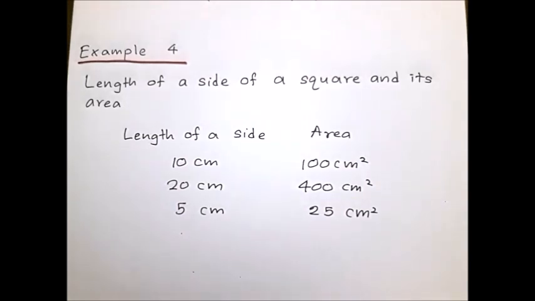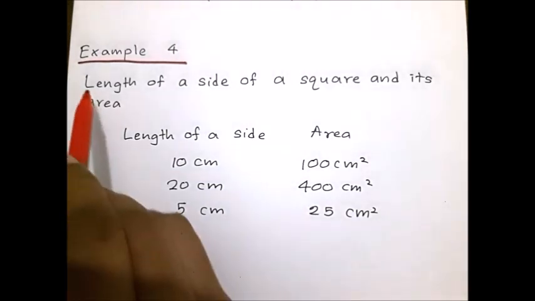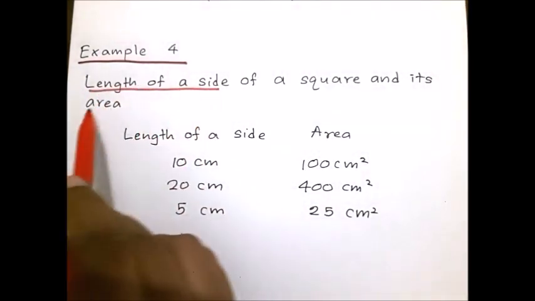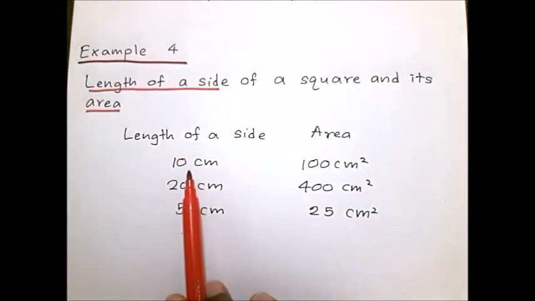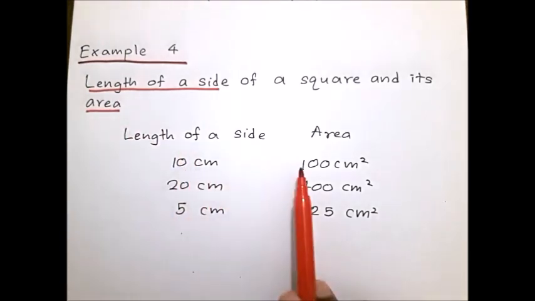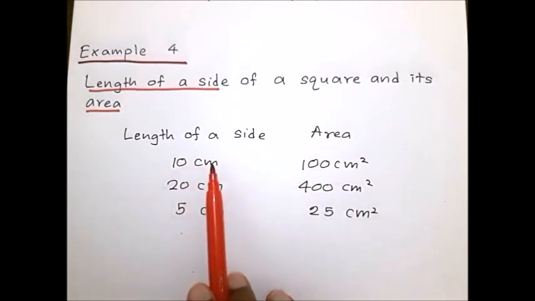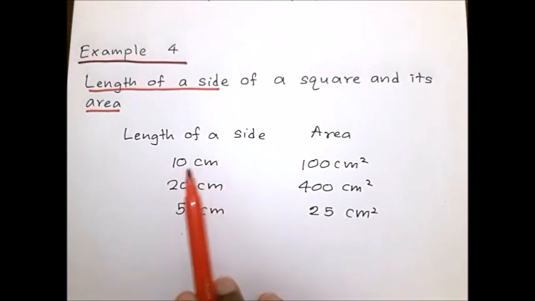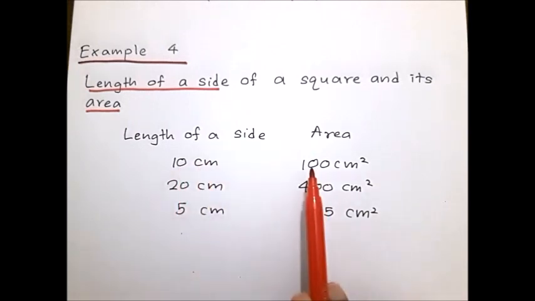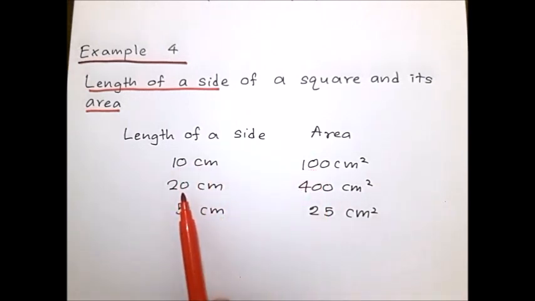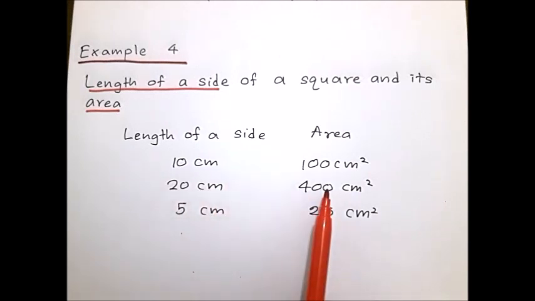Now look at the fourth example. Length of a side of a square and its area. Here the two quantities are length of a side and area. Here the length of a side is 10 cm. How can you obtain the area of it? Length multiplied by breadth. In a square, length and breadth are equal. So 10 multiplied by 10, 100. If the length is 20, how can you find the area? 20 multiplied by 20, it is 400. If the length is 5, the area is 25. 5 multiplied by 5, 25.